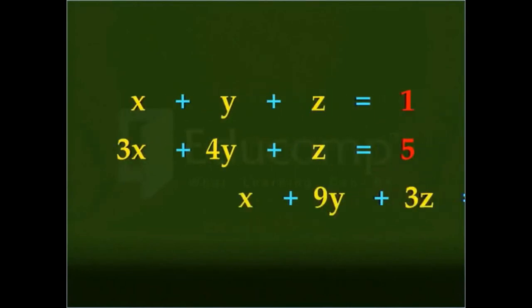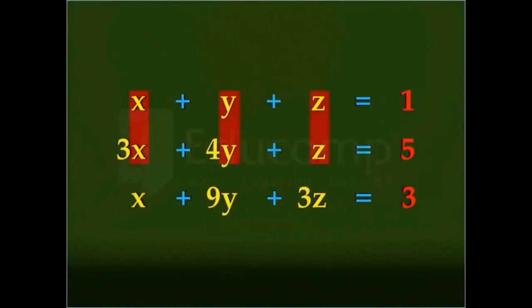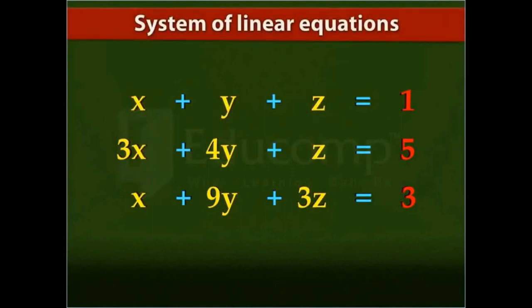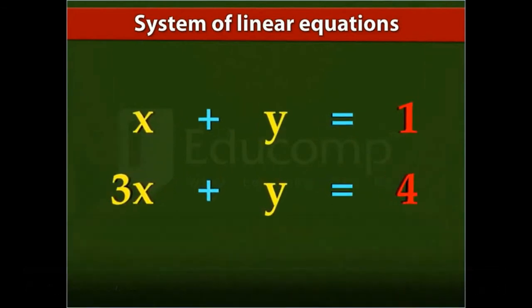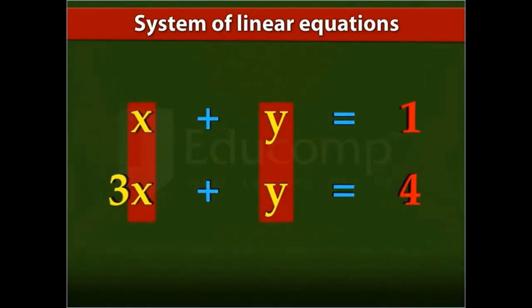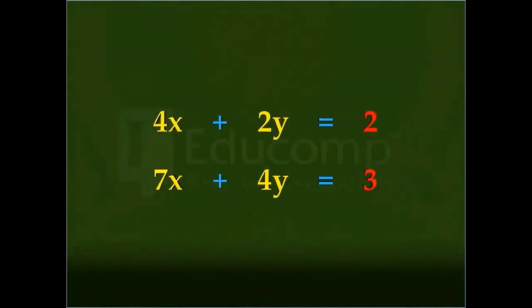We know that two or more linear equations with the same variables form a system of linear equations. The simplest system of linear equations has two equations and two variables. Consider this pair of linear equations in two variables x and y.